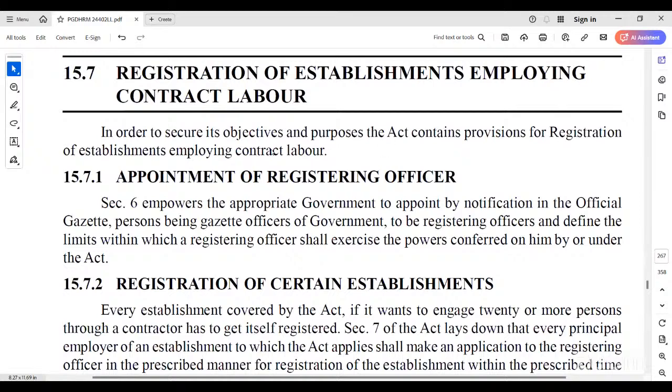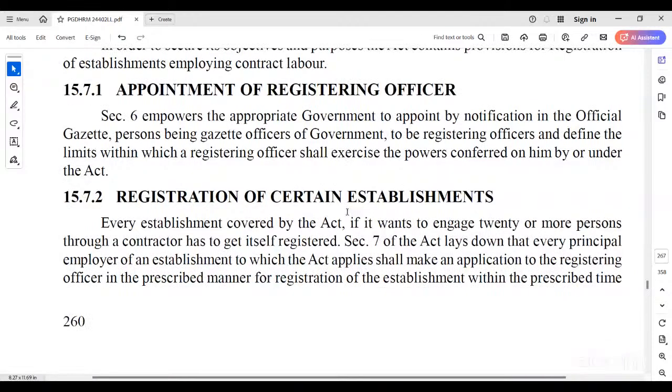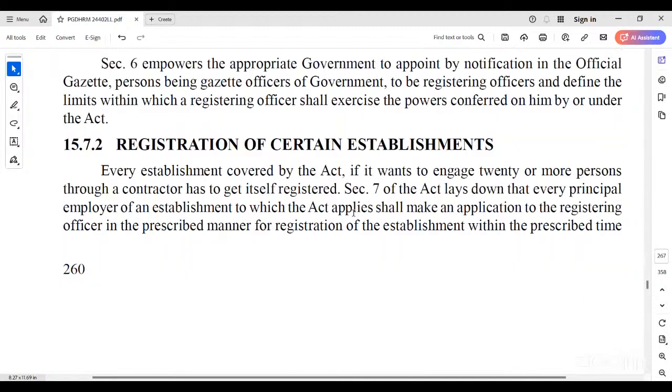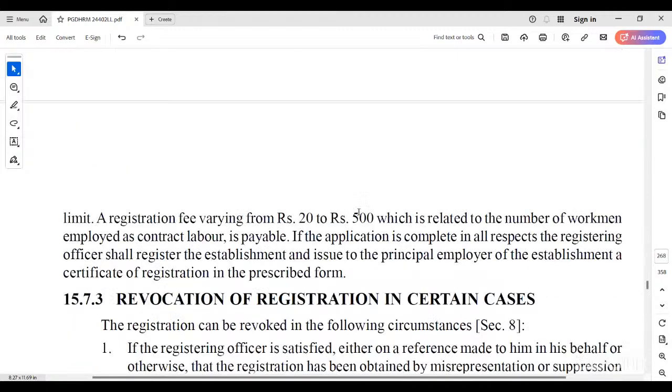So appointment of registering officers. As per Section 6 of this Act, the appropriate government may appoint, by notification in the official Gazette, persons being gazetted officers of the government to be registering officers, and define the limits within which a registering officer shall exercise the powers conferred on him under this Act. So the registration of certain establishments is also clearly mentioned in Section 7.